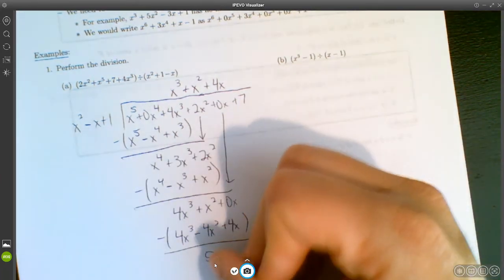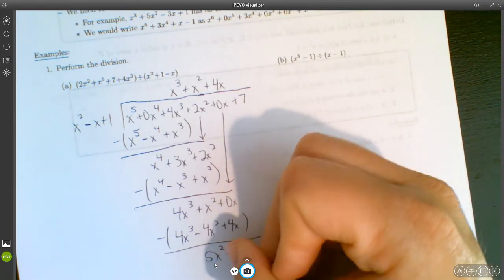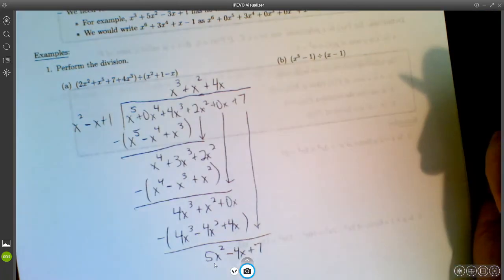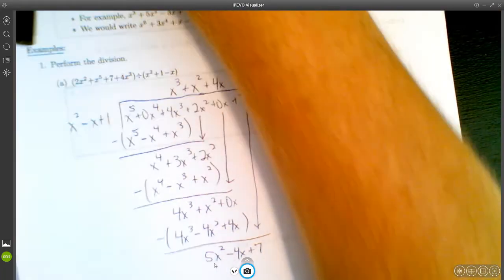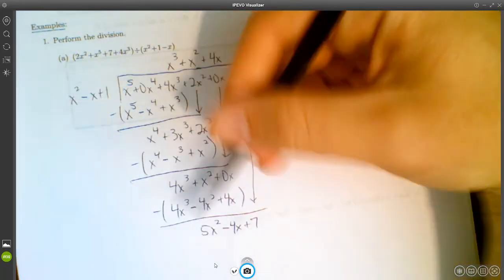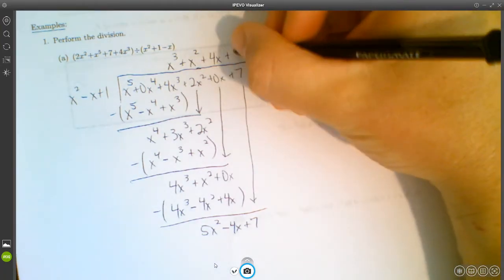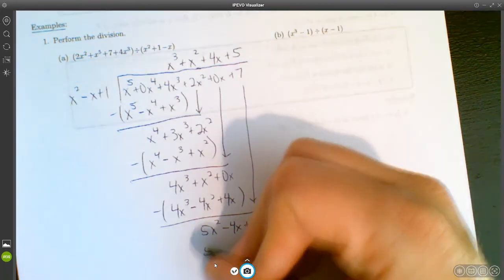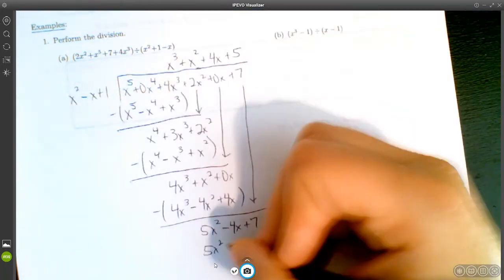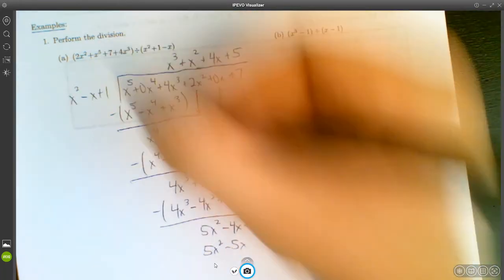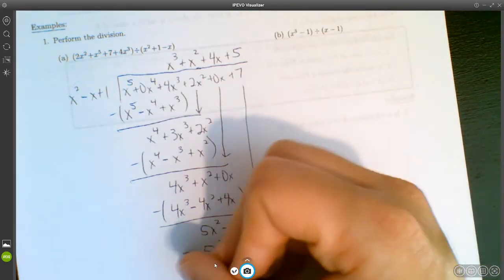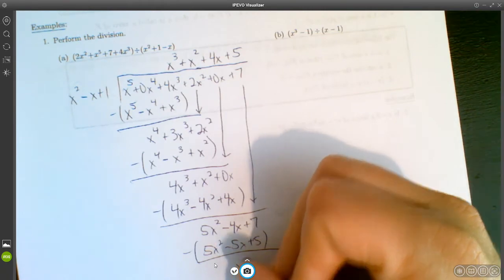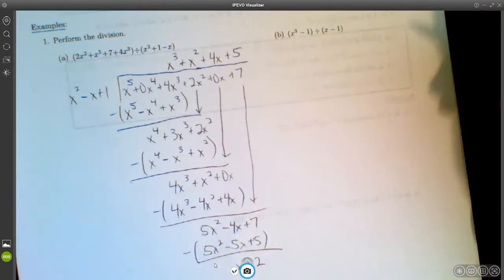We've got 5x squared minus 4x plus 7. And one more time, we ask ourselves, what times x squared equals 5x squared? And the answer is 5. And then we multiply this out: 5 times x squared, 5 times negative x, 5 times 1, and subtract. Then we're left with a positive x and a positive 2.